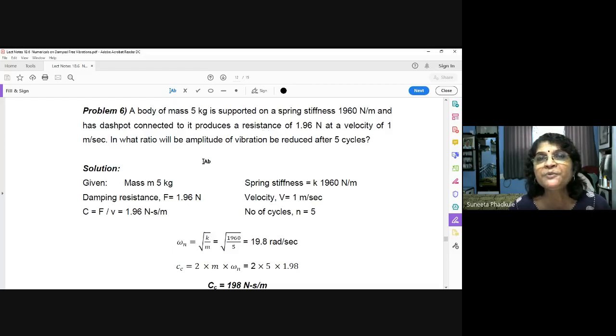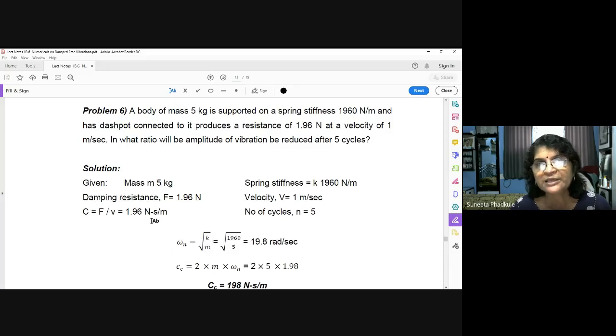What is damping coefficient? C is equal to force per unit velocity, F upon V. See here, C is equal to F upon V. What is damping resistance? It means nothing but damping force. F is equal to 1.96 Newton. Here it is given 1.96 Newton at a velocity of 1 meter per second. So V is 1 meter per second. So F upon V gives you C, that is damping coefficient. It comes out to be 1.96 Newton second per meter.